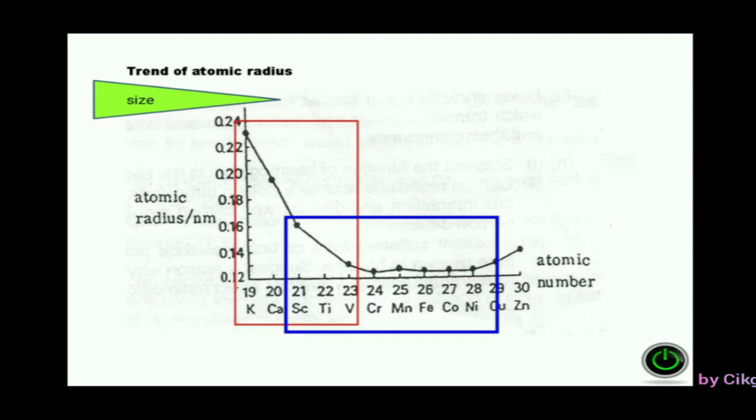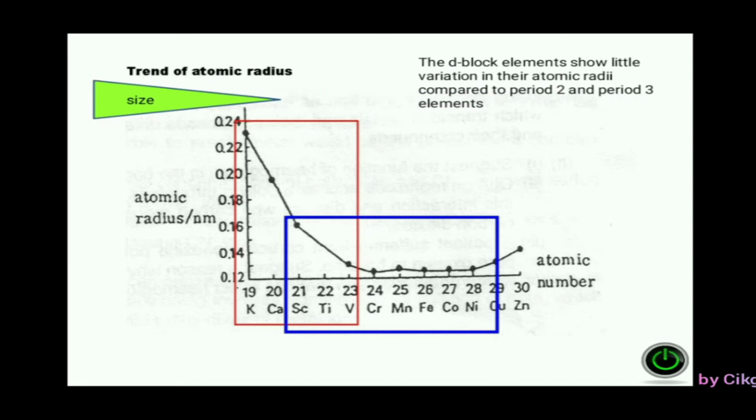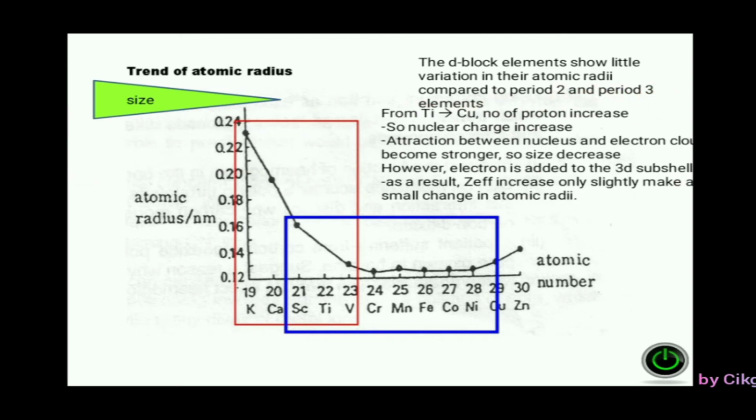Why does this happen? The first reason: the d-block elements show a linear variation in their atomic radius compared to period 2 and period 3 elements. Why? From titanium to copper, the number of protons increases, so the nuclear charge increases. At the same time, the attraction between the nucleus and electron cloud becomes stronger. That's why the size decreases across the period.